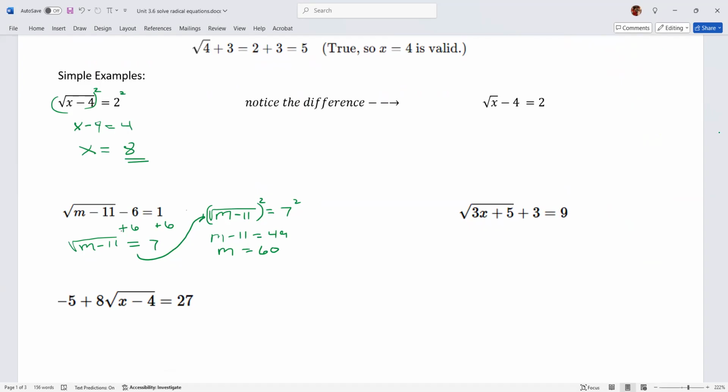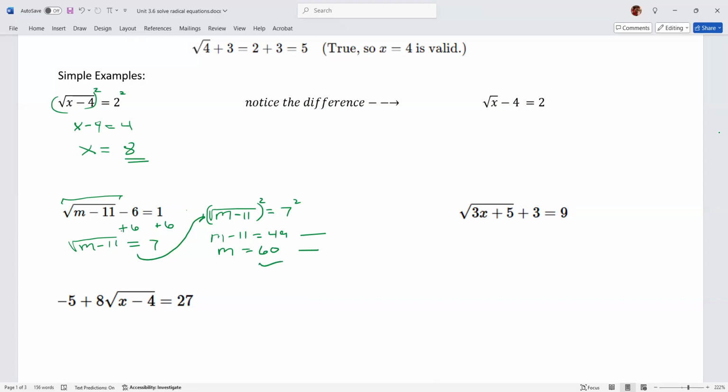Let's look at one minorly more complicated. Well, I want to isolate this radical right here. That means I've got to get rid of the minus 6, so I add 6. And then we do just like we did above, square both sides, which results in this. And then add 11 to both sides, I get 60. Let me plug it in. 60 minus 11 is 49. Square root of 49 is 7. 7 minus 6 is 1. So the answer does check.